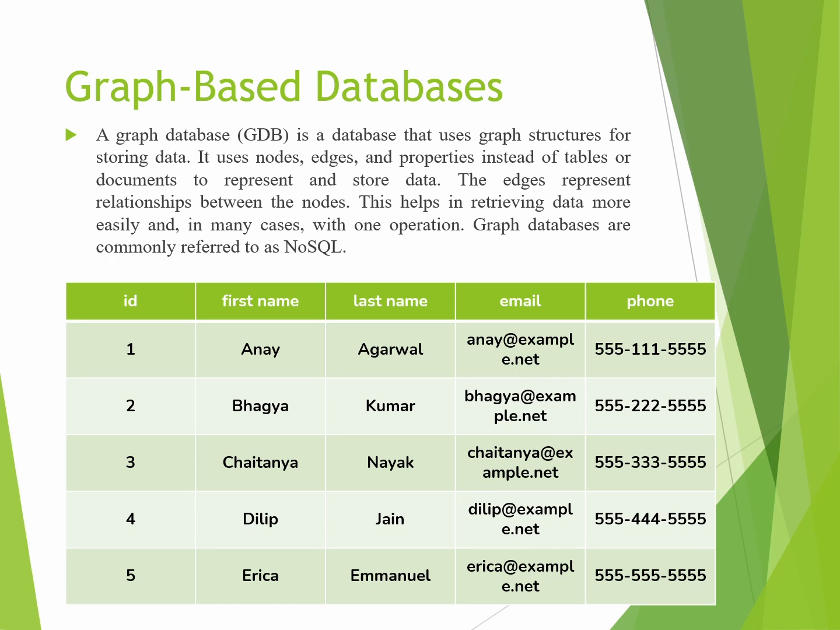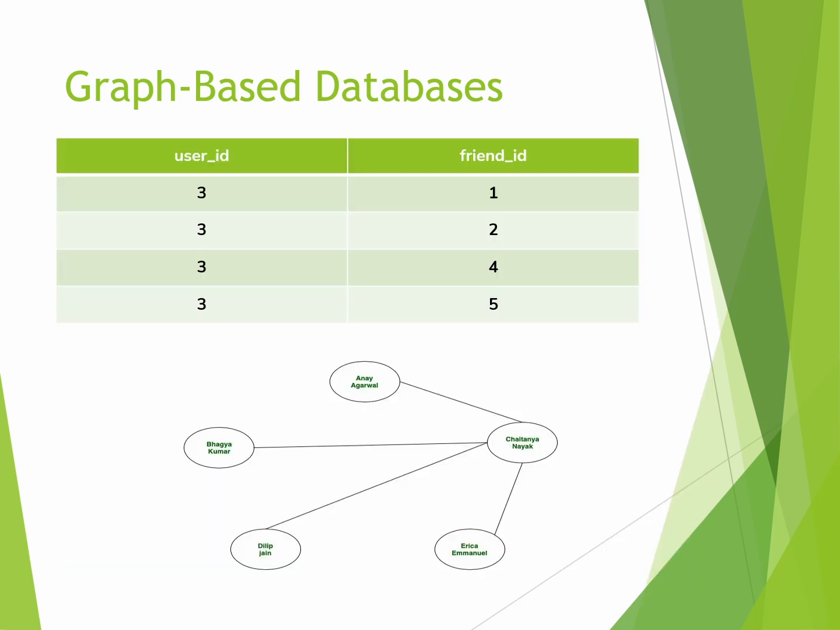Here is an example for a table, we have many attributes and the related values for that attributes. So now I'm representing the graph-based database using the columns like user ID and friend ID. User ID 3 is a friend of first person. User ID 3 is a friend of the second friend. User ID 3 is a friend of fourth person and user ID 3 is a friend of fifth person. So we are connecting the user ID 3 with all the other four nodes. And this is the graphical representation of NoSQL.